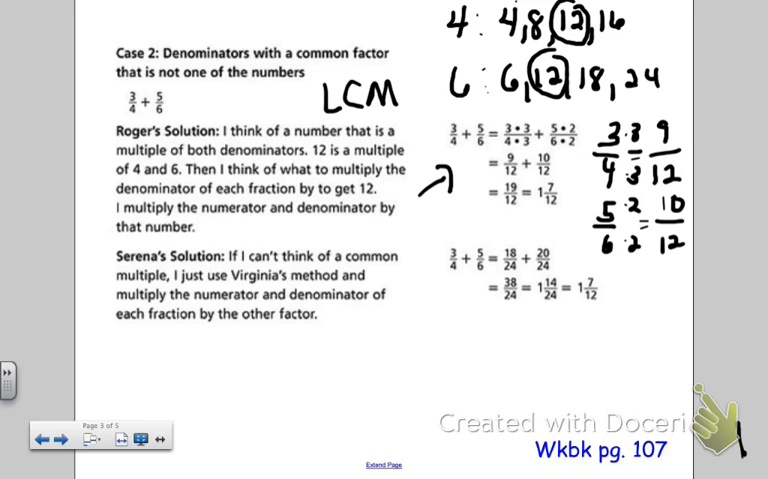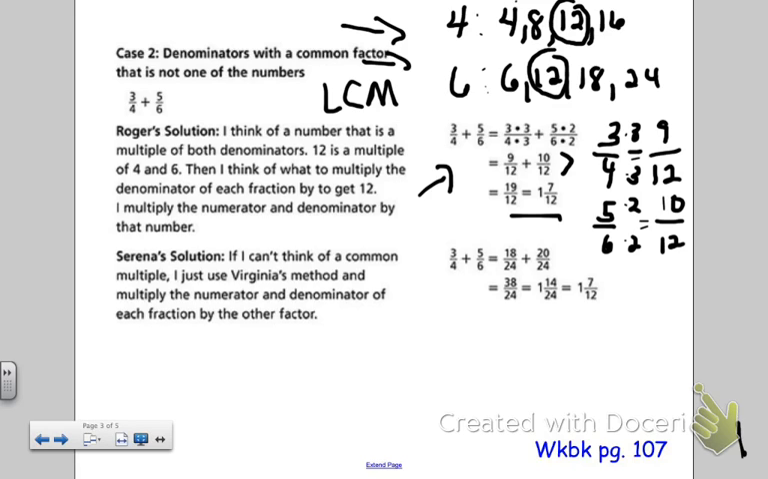So now we have 9 twelfths plus 10 twelfths, which gives you 19 twelfths. And then you can turn that into 1 and 7 twelfths when you turn it back into a mixed number. So that's one strategy that you could also use. You could just list out all the multiples of both denominators until you find the least common multiple. That's also called the least common denominator too, the LCD.